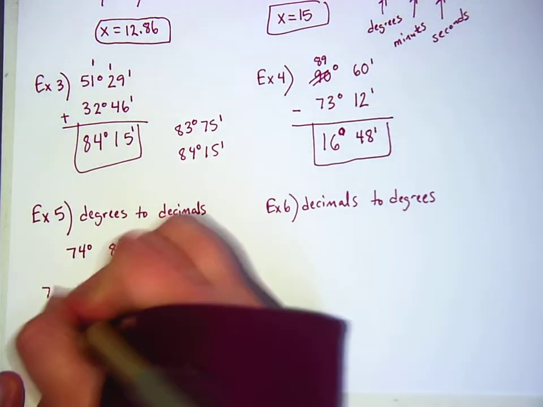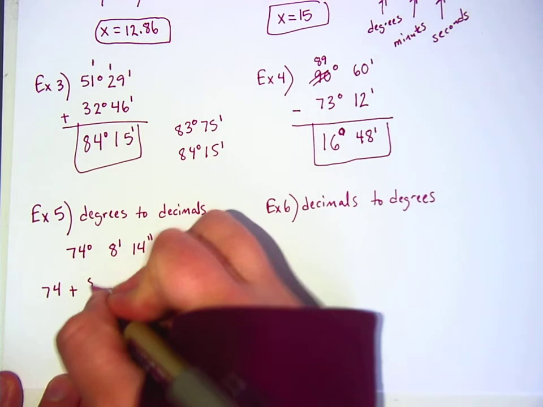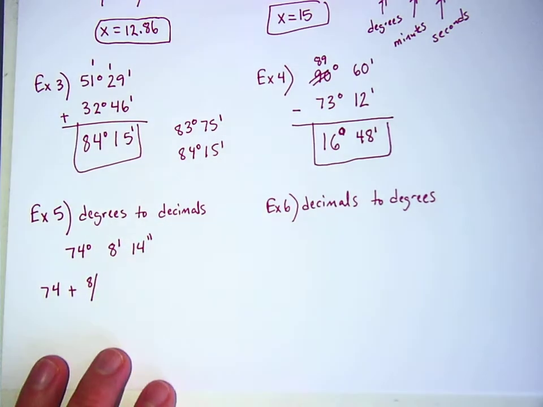All right, so this is pretty easy. You just take 74 plus 8 out of how much? Out of 60.